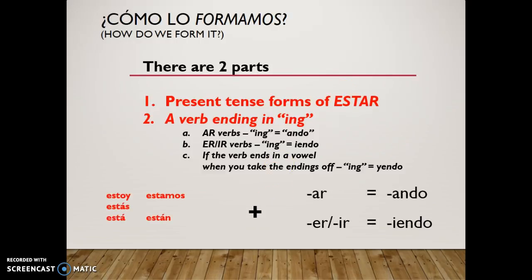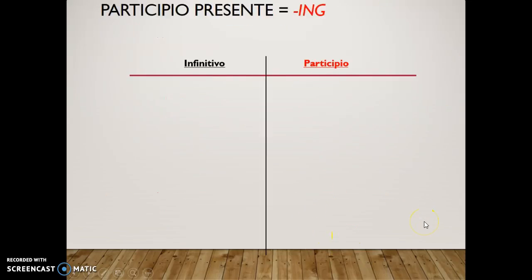Okay, so here is the formula. Number 1, you need a present tense form of estar. Here's how you conjugate it again: I am, you are, he or she is, we are, they are. And then part 2: you need a verb ending in ando or iendo or yendo. For AR, they need to end in ando. For ER and IR, iendo.